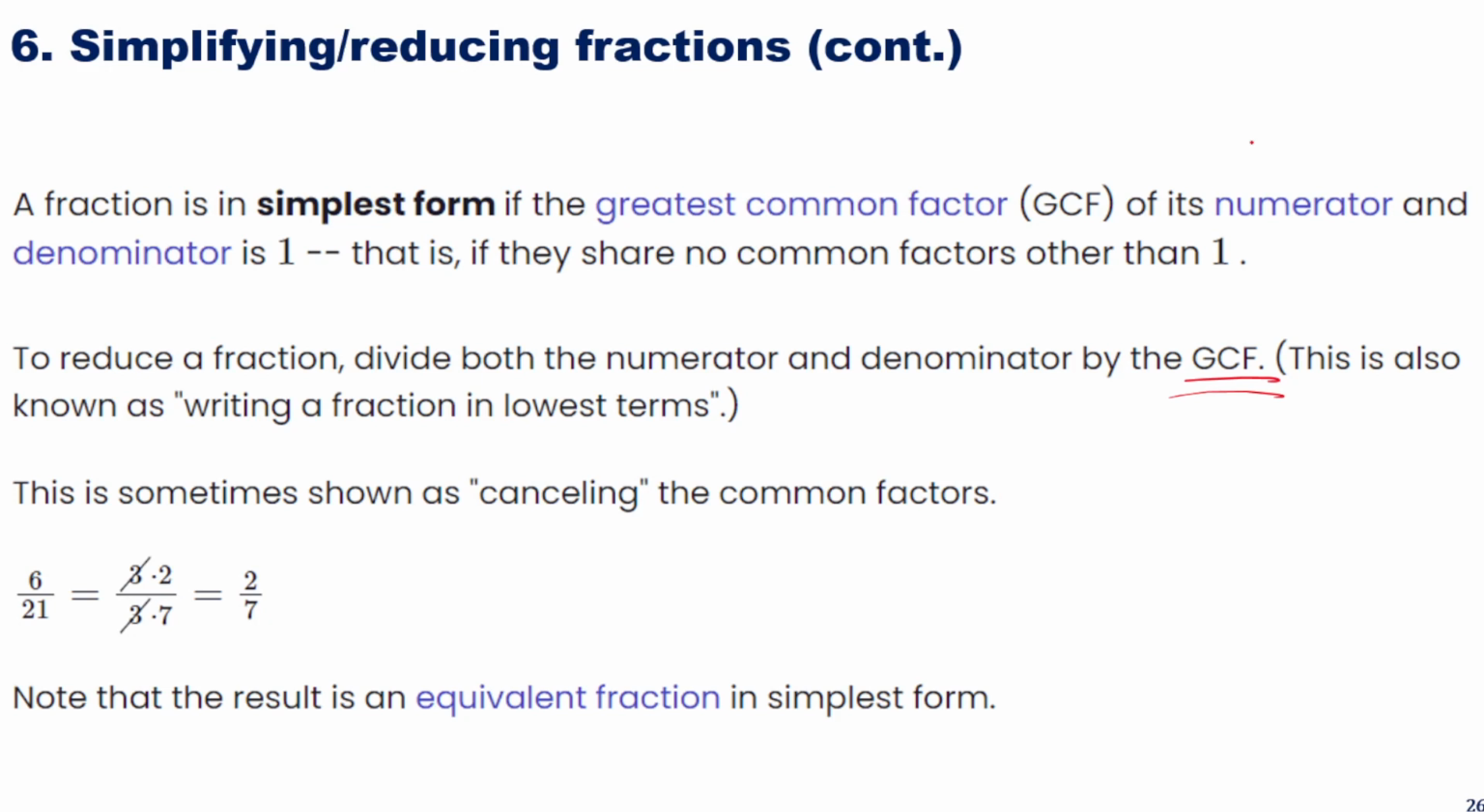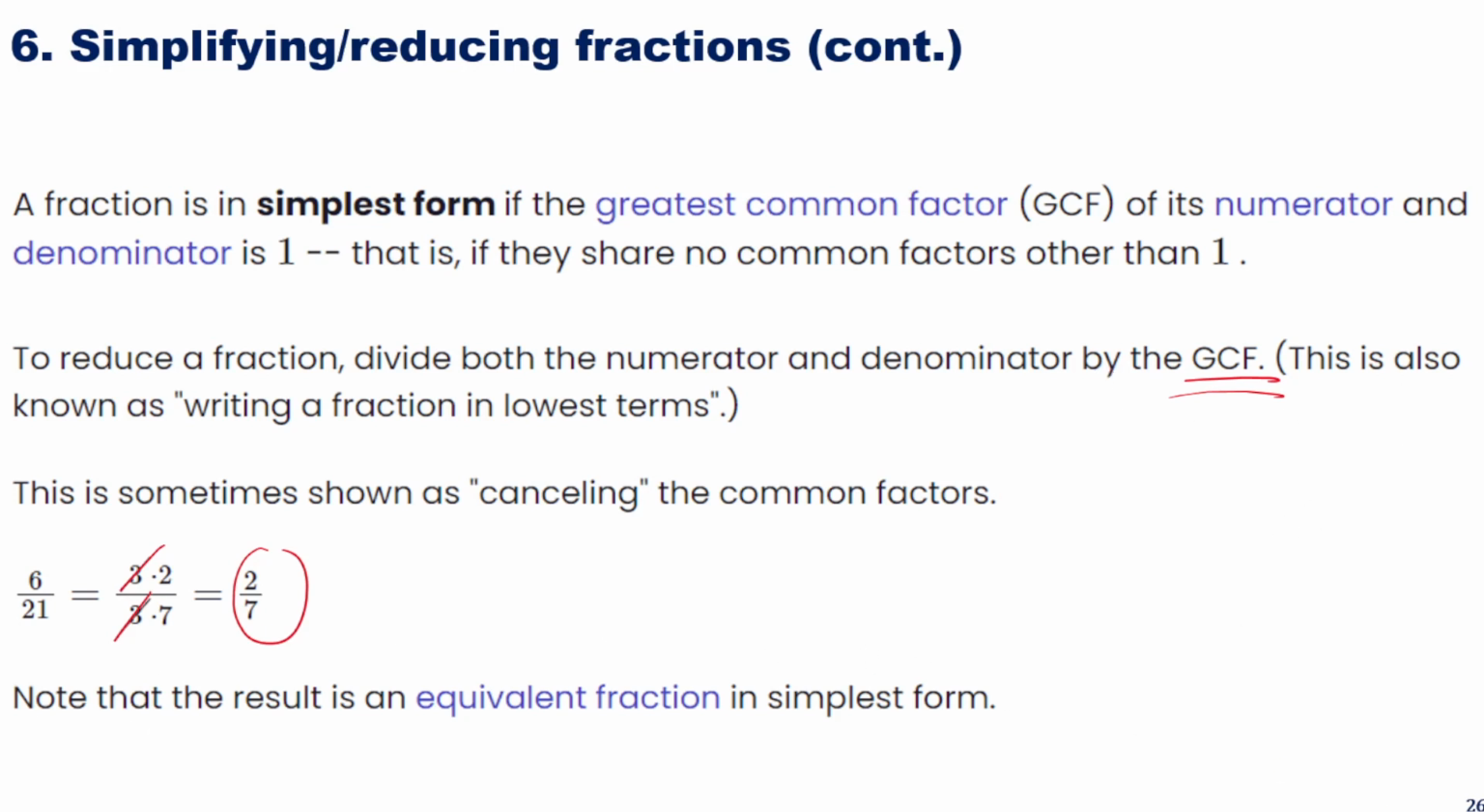For example, let's see the previous example, 6/21. We know 6 can be written as 3 times 2, and 21 can be written as 3 times 7, right? We have a common factor 3, so we can just cancel the 3 here. So this leaves us the simplest form of that fraction, which is 2/7, right? Note that the result is an equivalent fraction in the simplest form. Are you clear with the concept here? Okay. Any questions?